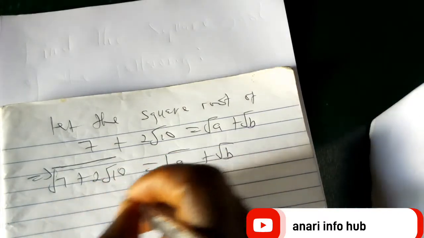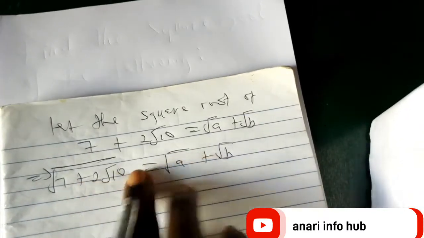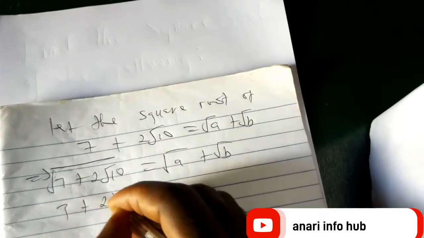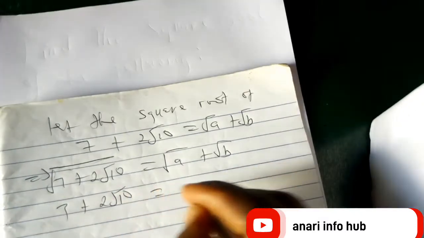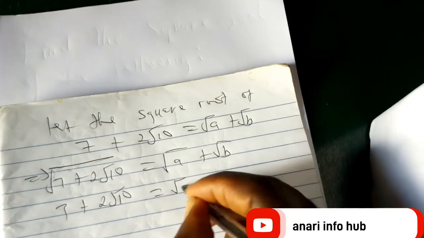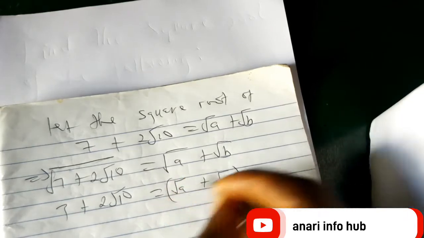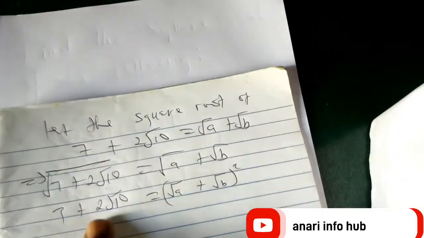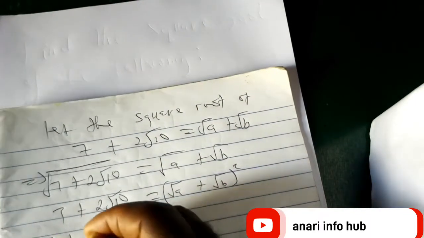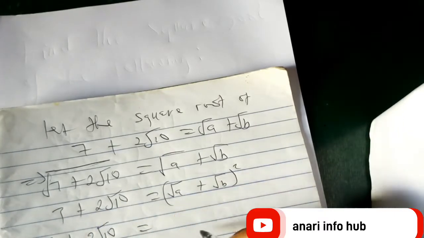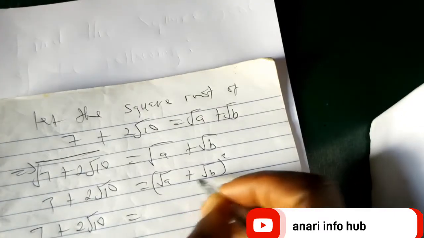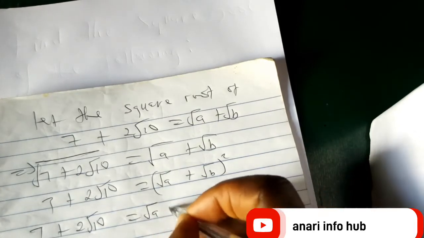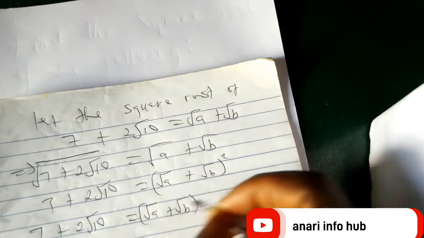Now find the square of both sides. Okay, square both sides. If you square both sides, you have 7 plus 2 root 10 equals root a plus root b, all squared. If you square both sides, this square will go away, so it remains only this. So you have 7 plus 2 root 10 equals the whole of this, same thing as saying root a plus root b. Let me just simplify it.